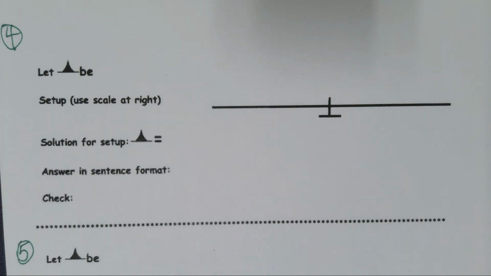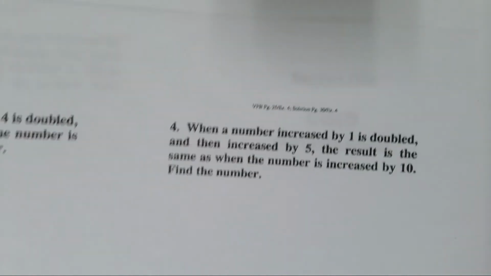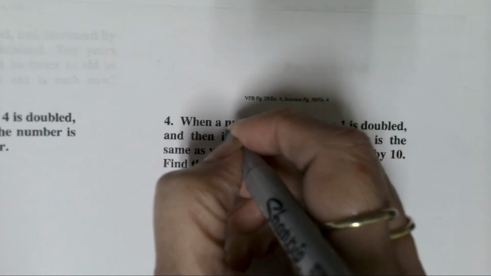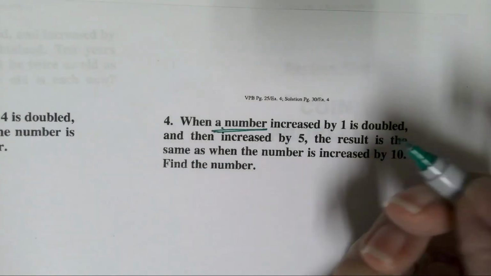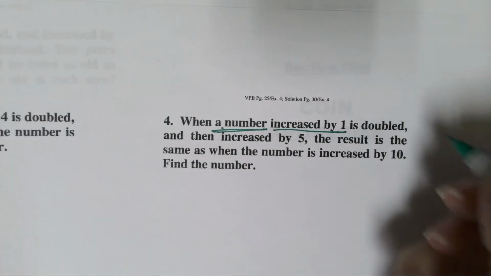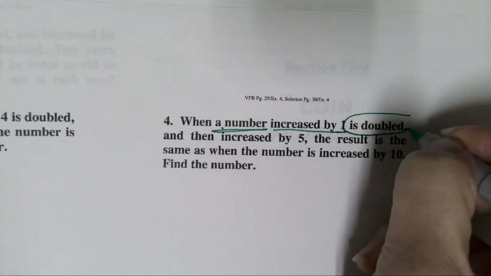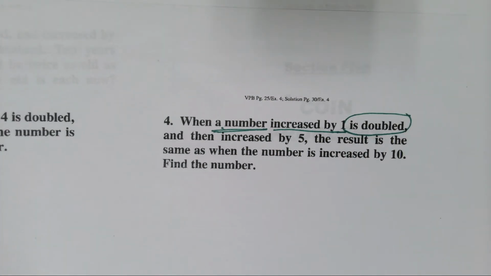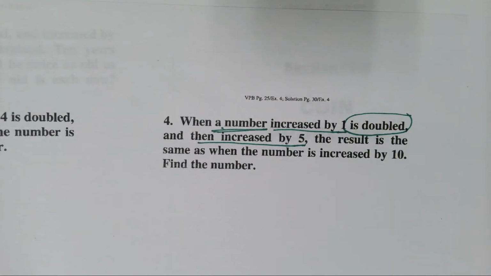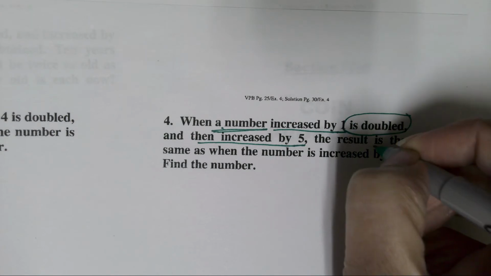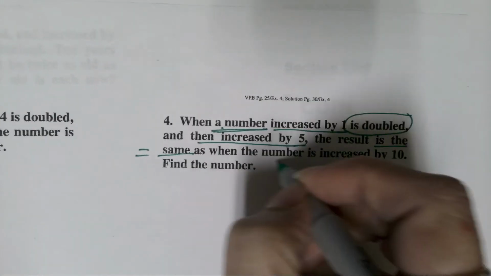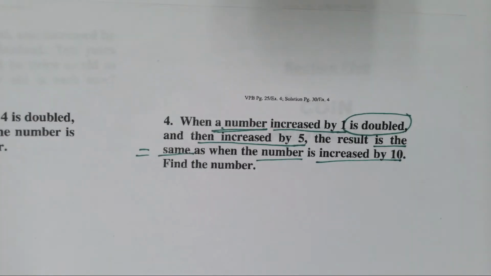Problem number 4. When a number increased by 1, well, first of all, when a number just means we're going to have one pawn because there's only one of them. Increased by 1 is doubled. That we're going to have to make sure we understand. And then increased by 5. The result is the same. Remember that is the same means equals as when the number is increased by 10. Find the number.